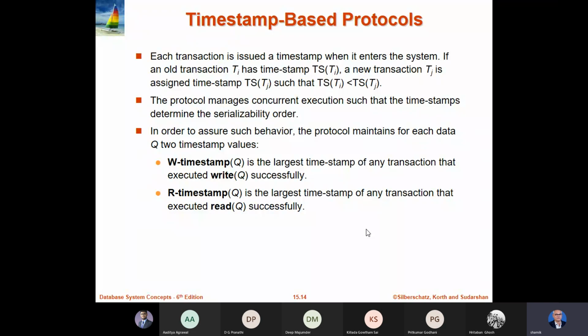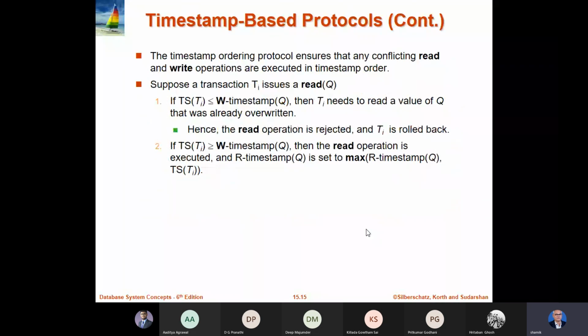So, if Tj reads this particular data item successfully, which is the largest one, if that is the case in this example, then this read timestamp of Q will become 10:31. Now, what is the protocol? This timestamp ordering protocol ensures that any conflicting read and write operations are executed in timestamp order.